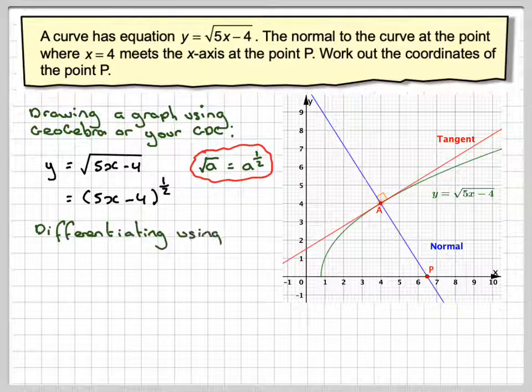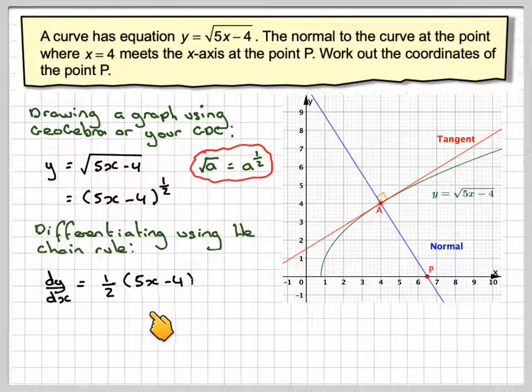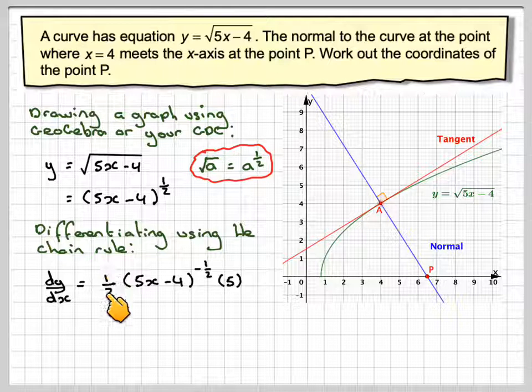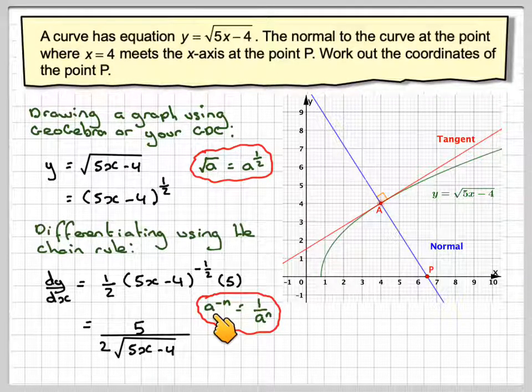Differentiating using the chain rule, dy by dx: we'll bring down the half first, write down the bracket 5x minus 4, reduce the power, so half minus 1 is minus a half, and then don't forget to differentiate the bracket, which is 5. Now write your fractions one above the other, and then this bit becomes very easy. So rewriting this becomes 5, because it's all we've got in the numerator, over 2 times the square root of 5x minus 4, using the idea that a to the minus n is 1 over a to the n.